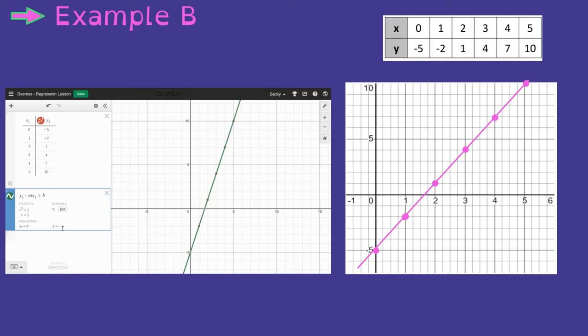Now that we have all of our information together, let's go ahead and write our function notation for this particular regression. So we're going to start with f of x, which is the same as y, equals 3x minus 5, and that's what you would put for your answer.